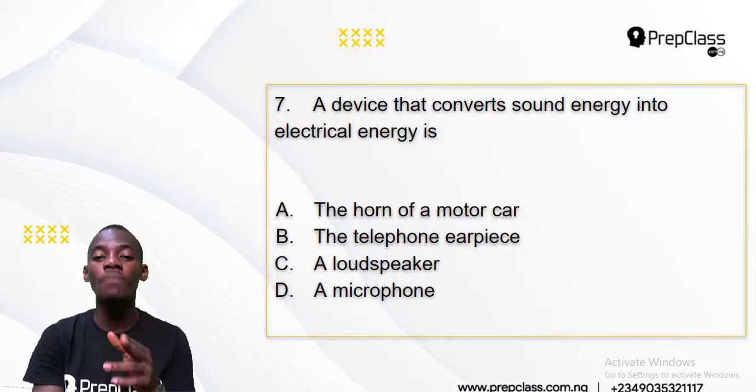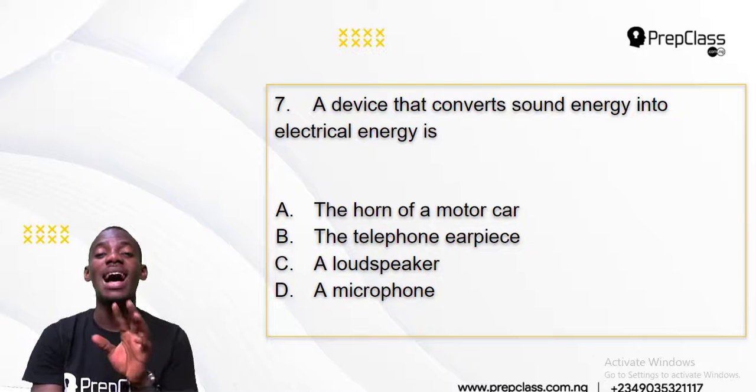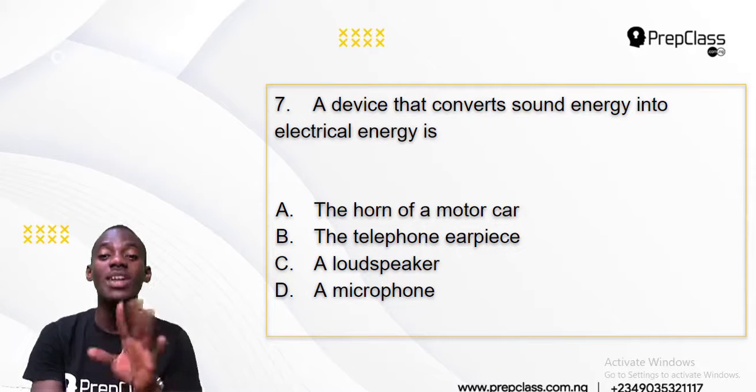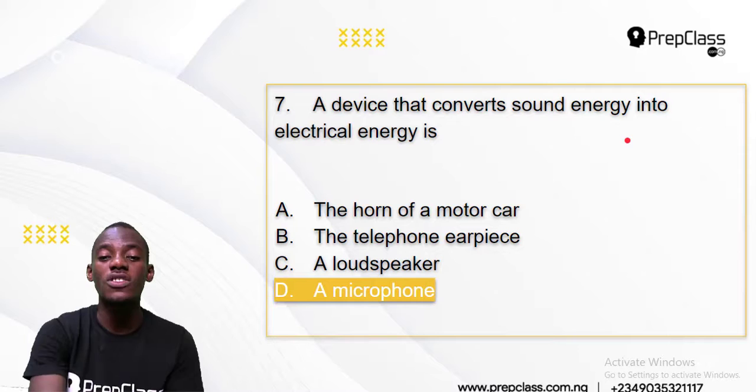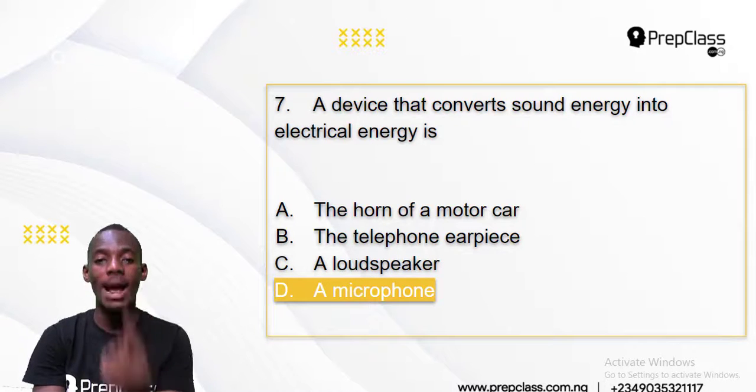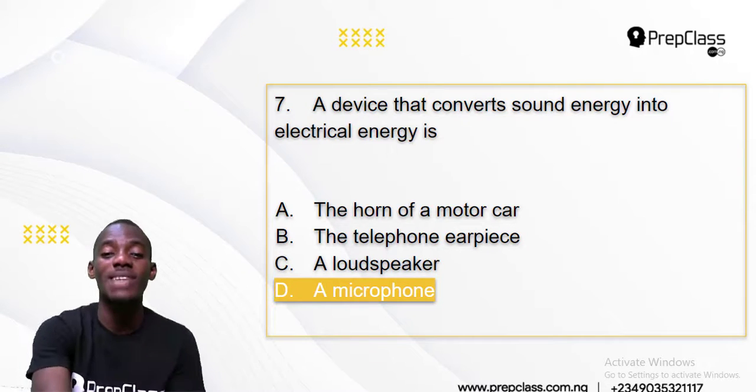But microphone is coming from you, sound, into the mic, and it goes out as electrical. It comes from your body, sound energy first, to electrical. So the answer to that question is just microphone. It is from sound from you to electrical, and that's the answer. Number 7 is therefore D.